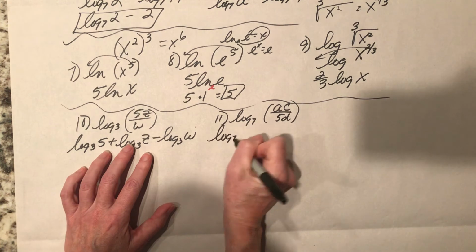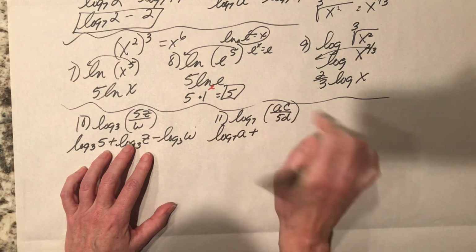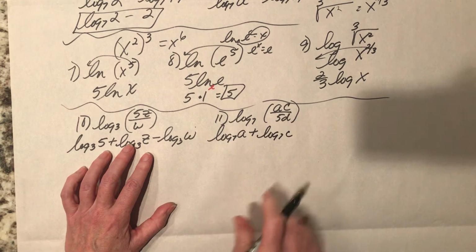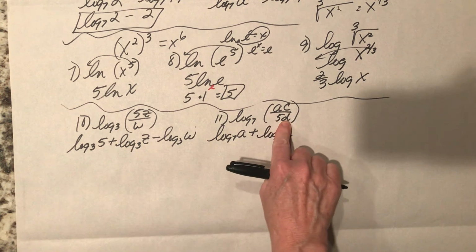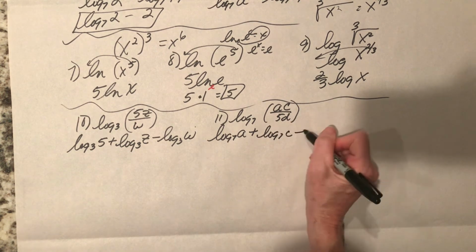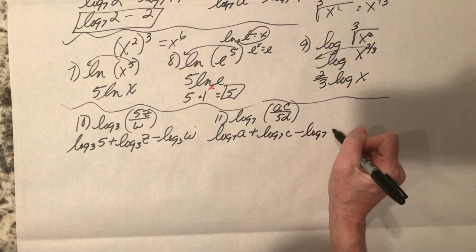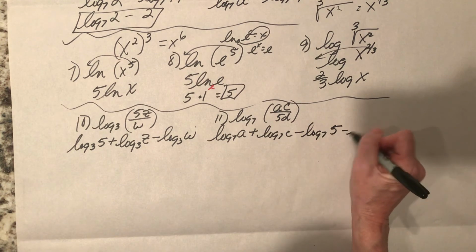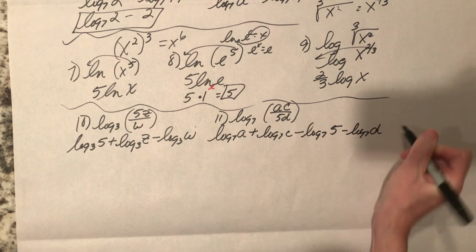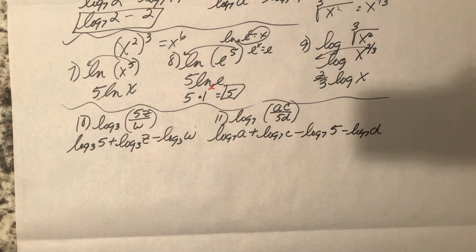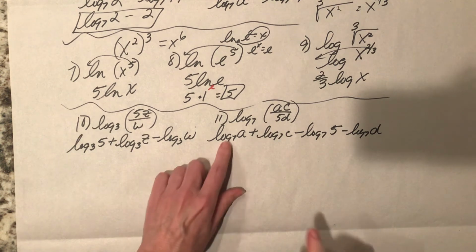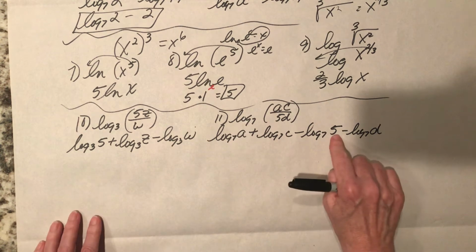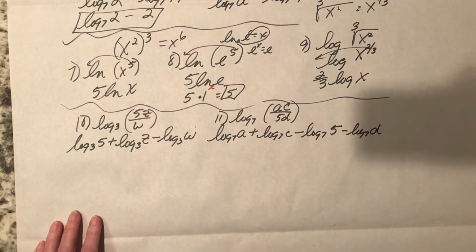So log base 7 of A plus, because they're multiplied, log base 7 of C. And then we're going to the denominator, so we're going to be dividing. So we'll be subtracting here, minus log base 7 of 5. And we're going to be subtracting somebody else too, minus log base 7 of D. That's it. There's no more simplifying we can do. Can't do anything to 7 to make him be an A or a C or a 5 or a D. So that's it.